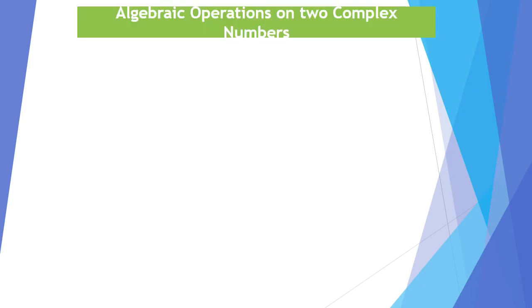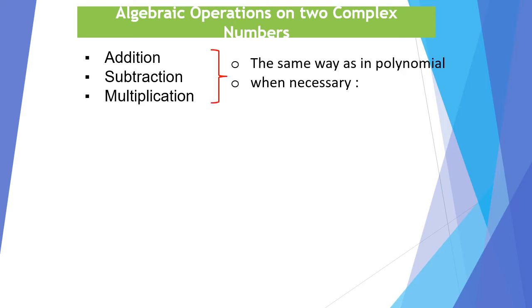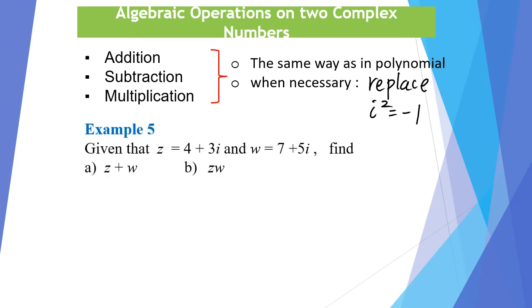Okay, algebraic operations on two complex numbers. So we have addition, subtraction, multiplication. This is the same as polynomials. We just need to replace i squared with negative 1. So let's do some examples.